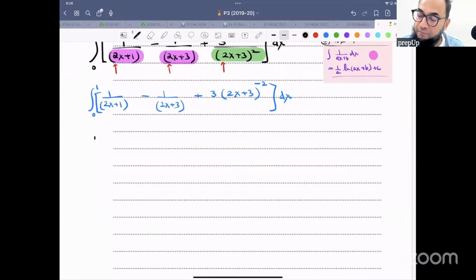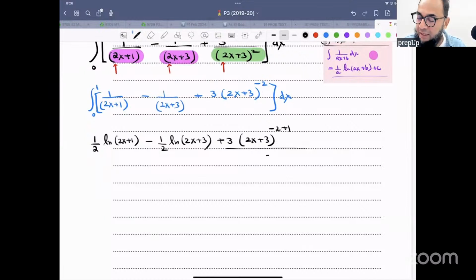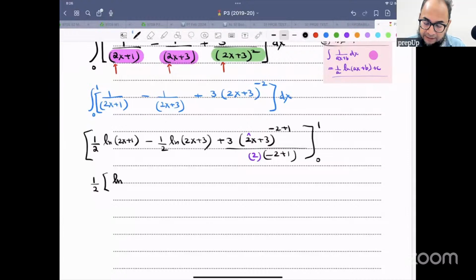So this is 1 over 2 ln(2x plus 1), minus 1 over 2 ln(2x plus 3). The 3 stays as it is, (2x plus 3) raised to power of negative 2 plus 1, divided by negative 2 plus 1, divided by the coefficient of x, which is 2, and let's put a bracket over here. The limits are 0 and 1. Simplify it further. So this is half, this is ln(2x plus 1) minus ln(2x plus 3), bracket closed.